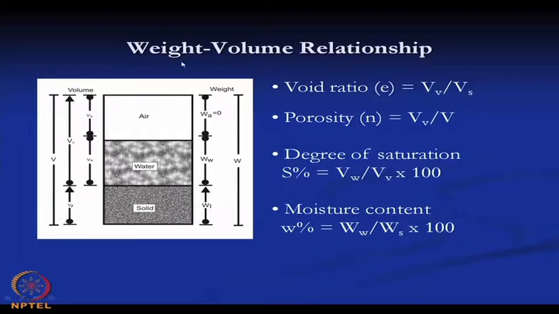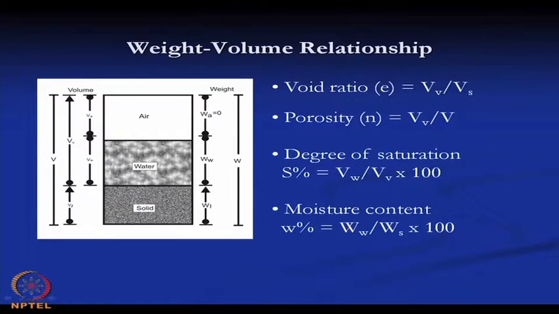Now, next is the weight volume relationship of the soil. As we know, soil is a three phase system, that is air, water and solid. From this three phase system we can determine different soil properties, and those properties are very important for foundation design. Consider VA as the volume of the air, VW the volume of the water and VS the volume of the solid.